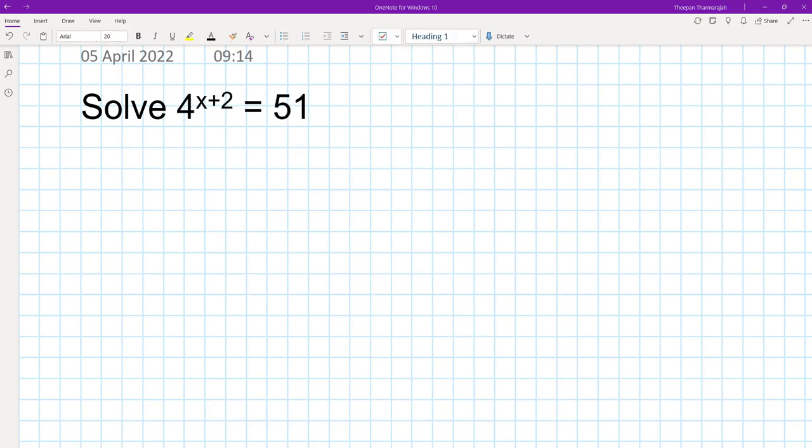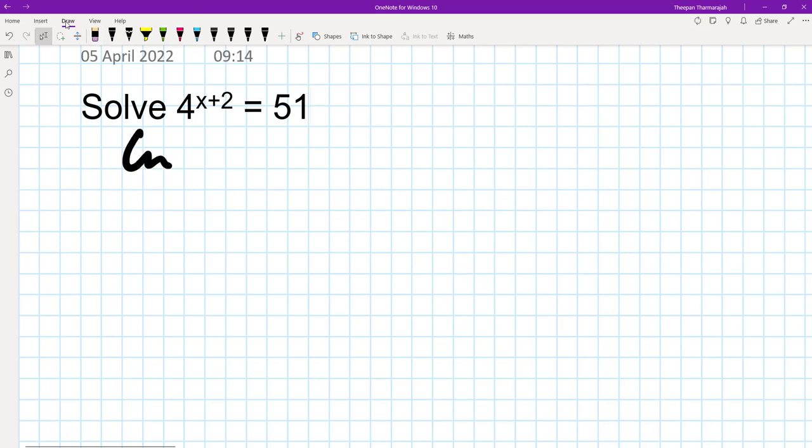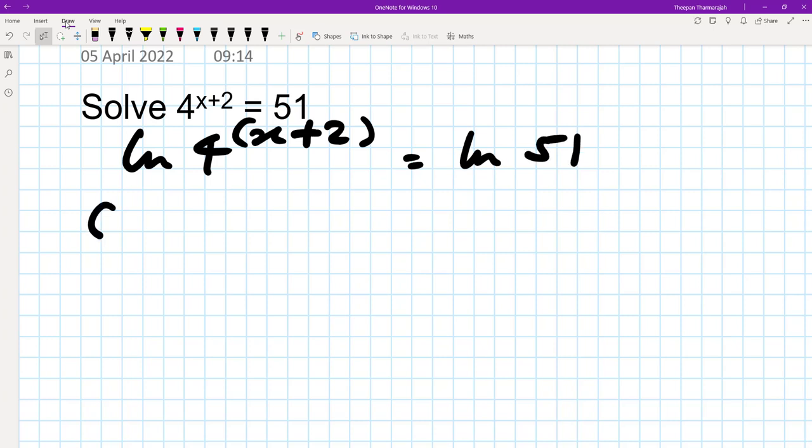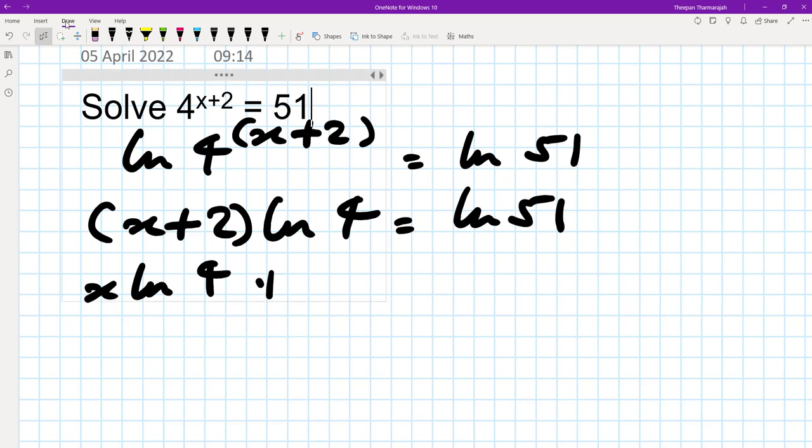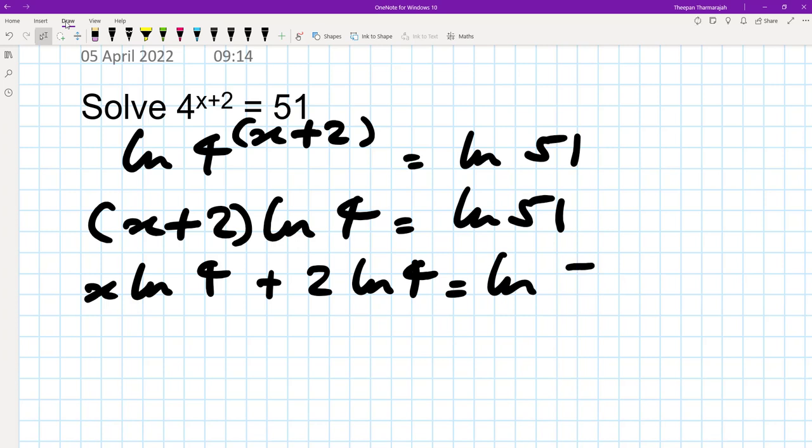So in our next example, we've got 4 to the power of x plus 2 equals 51. So we do the same thing as before. We do the natural log both sides. So we do ln of 4 raised to the power of x plus 2 equals ln of 51. So bring the power down, x plus 2 multiplied by ln 4 equals ln 51. So we get to multiply both things by ln 4. So we get x times ln 4 plus 2 times ln 4 equals ln 51.